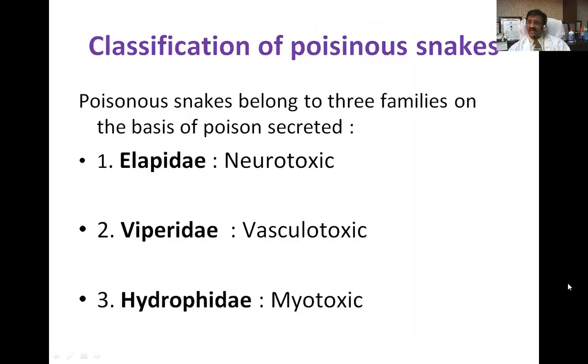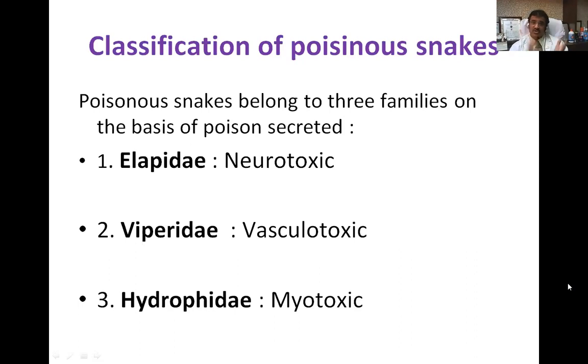Here we are trying to classify the poisonous snakes now. There are three families on the basis of the poisons they secrete, and those families are ELAPIDAE, VIPERIDAE, and HYDROPHIDAE. ELAPIDAE snakes secrete neurotoxic venom. VIPERIDAE snakes secrete vasculotoxic venom.